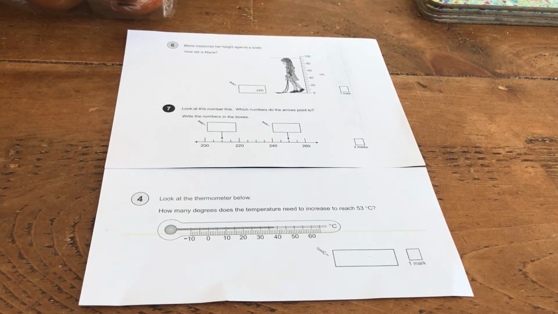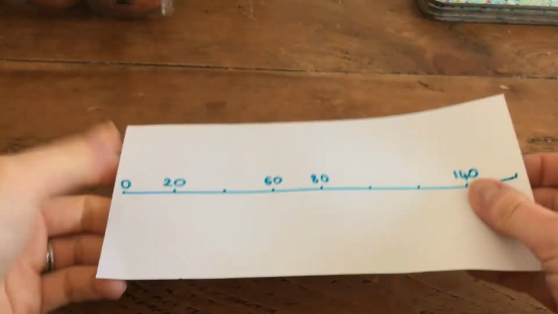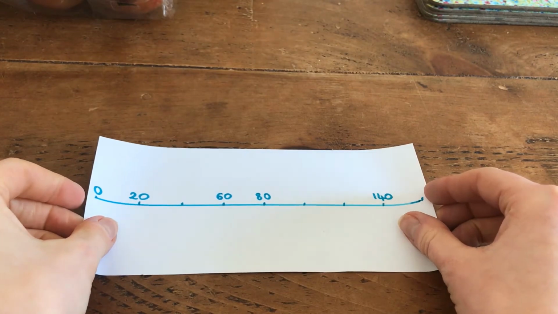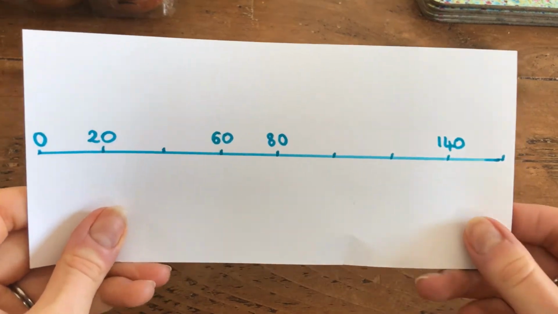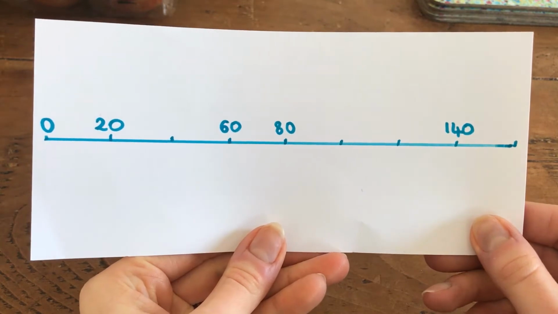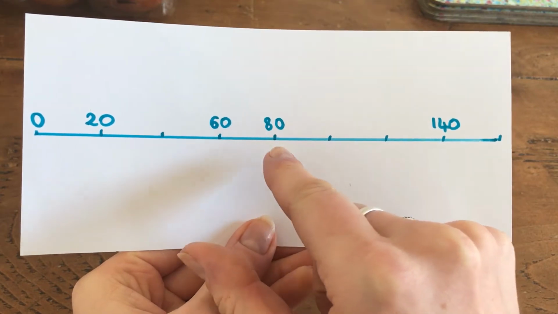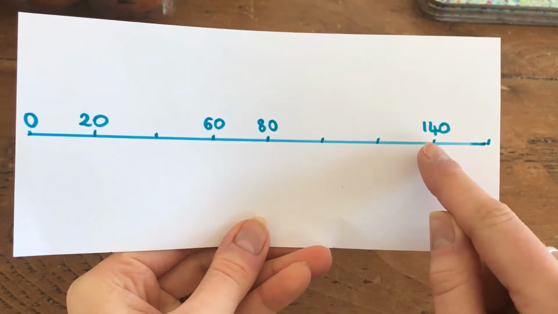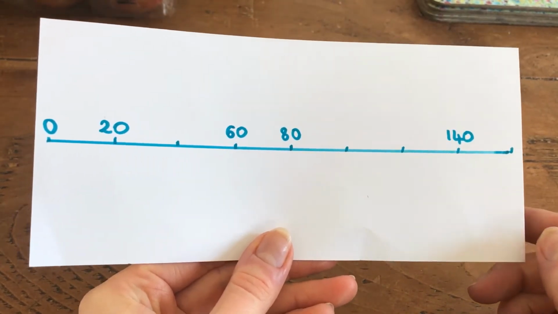So first of all, just have a look at this number line. Now this could be called a scale, a measurement scale if you like, but it could just be a number line, and some of the numbers are missing. So I would like you to see if you could work out what the missing numbers are along this scale. We've got 0, 20, something, 60, 80, something, something, 140, and then you might even be able to work out what is on the end as well.